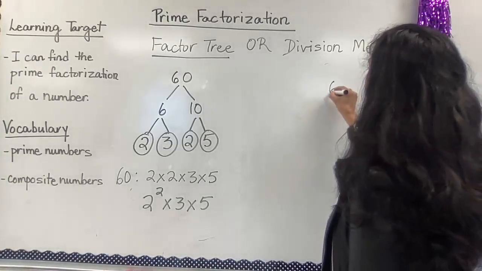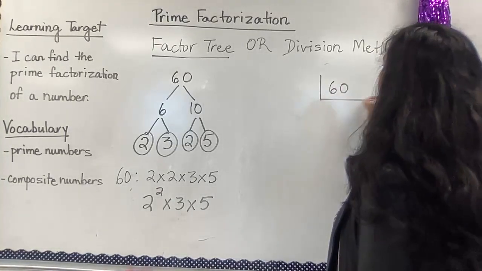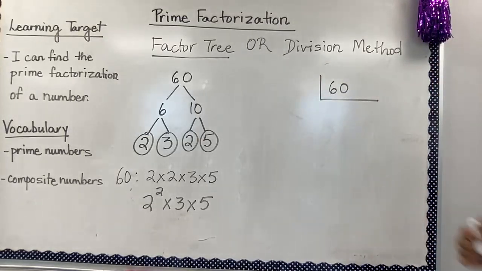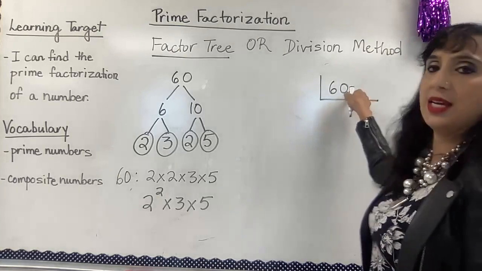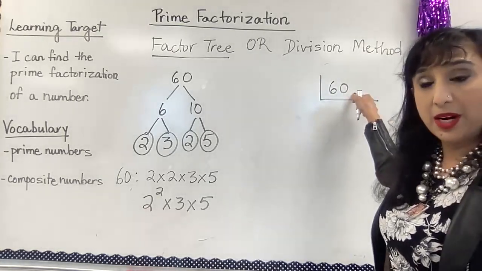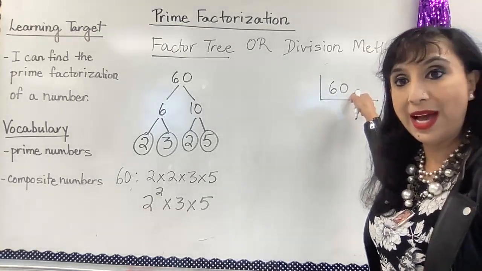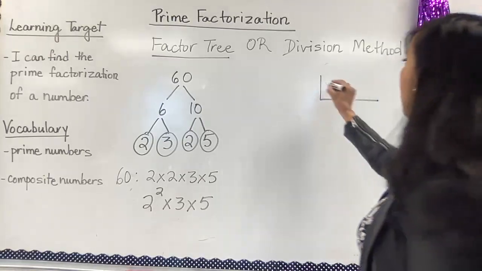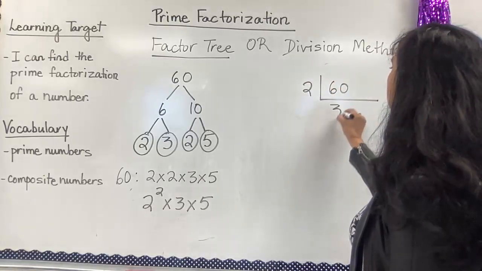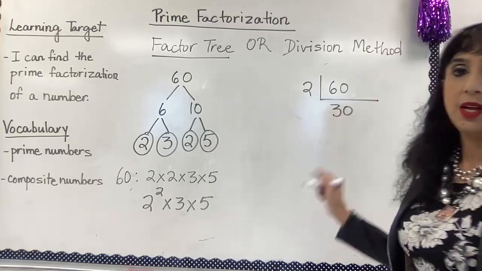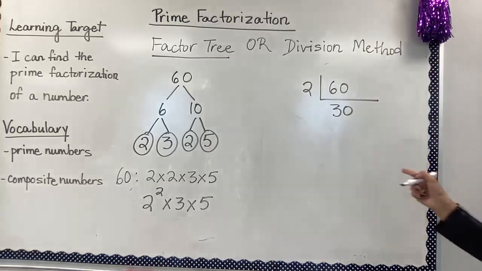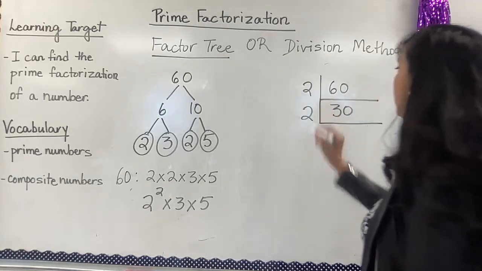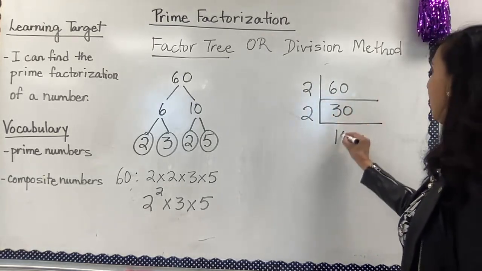Okay, so let's look at 60 and we are going to start now dividing. 60, I know this is an even number, so it is divisible by 2 because we know our divisibility rules. So if I divide by 2, I get 30. Looking at 30, it is also an even number, so this is again divisible by 2, and I get 15.